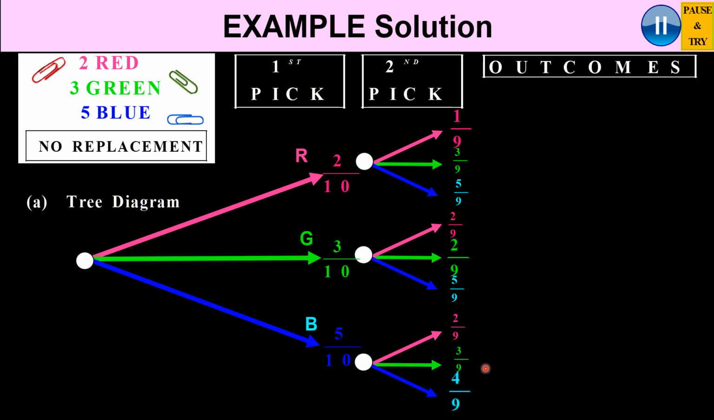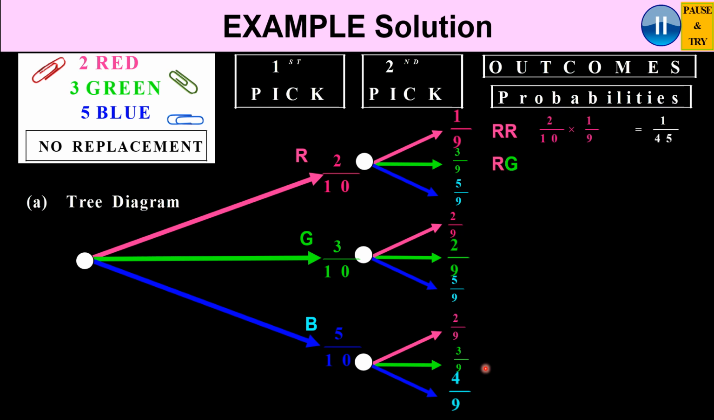Okay, I can write down the outcomes again. So the outcomes there are red and red, and red and green, right? I can calculate, and you see now I get 2 over 10 times 1 over 9, so that gives you 1 over 45. And the same red and green, you can just follow the colors there. That's 2 over 10 times 3 over 9, which gives me 1 over 15. Red and blue is 2 over 10 times 5 over 9, which gives you 1 over 9.